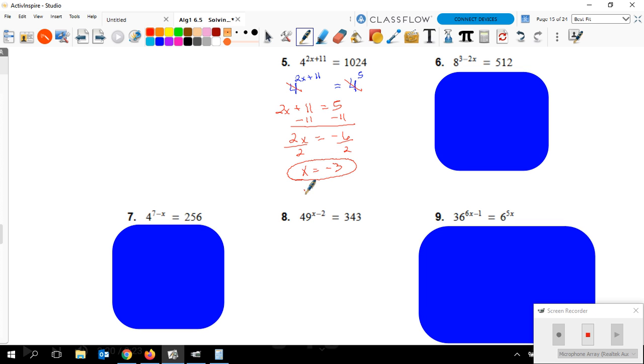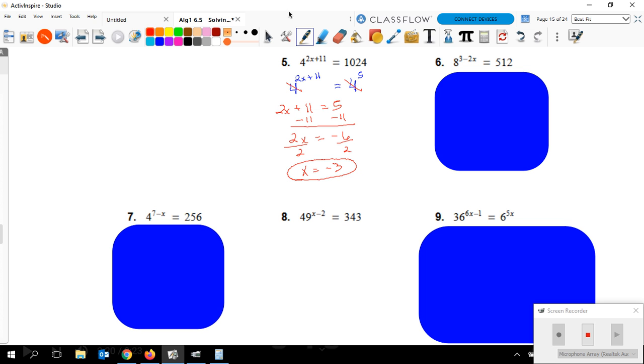Let's go ahead and take a look at number 8, and then I'll have you try these ones that I've blanked out, 6, 7, and 9, on your own. Take a look at number 8. Now, 343. This one's got 49 to this power here. 49 to even the second power would probably not be 343.